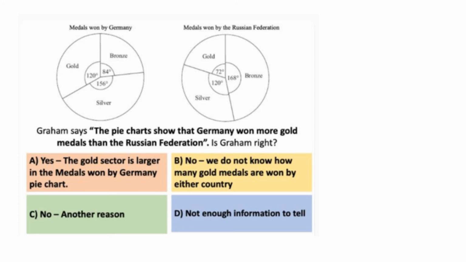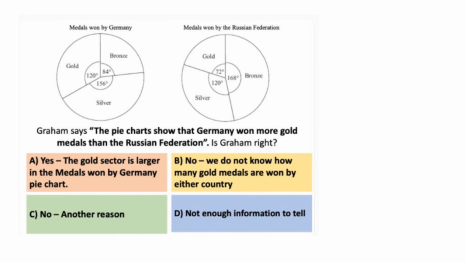So finally, we've got this question about pie charts. And we've got a pie chart that shows the medals won by Germany, and we've got a pie chart that shows the medals won by the Russian Federation. And Graham says the pie chart shows that Germany won more gold medals than the Russian Federation. Is Graham right? And then we have 4 answer options.